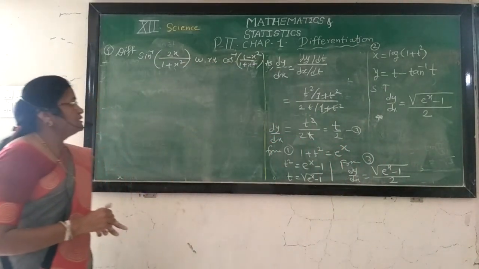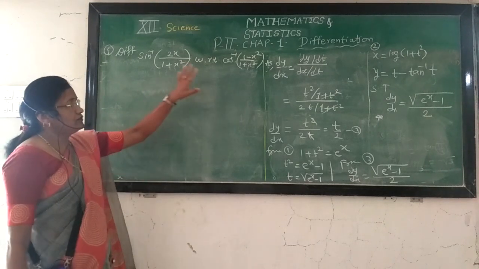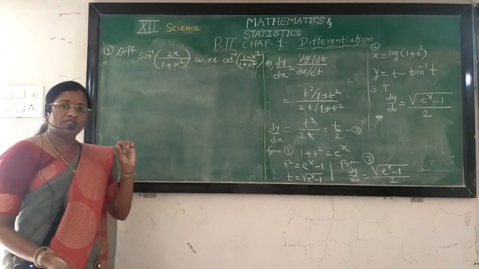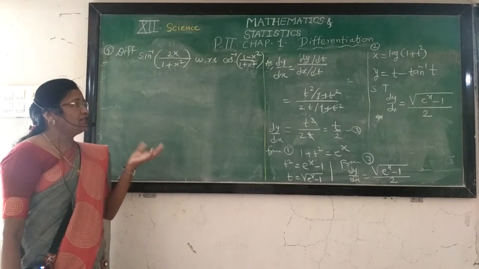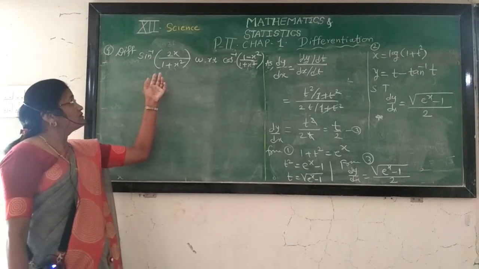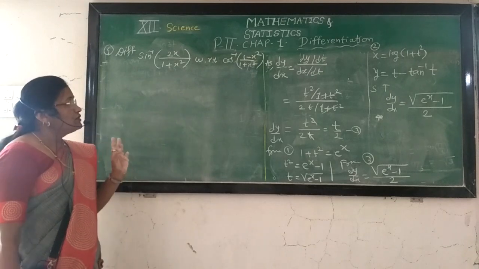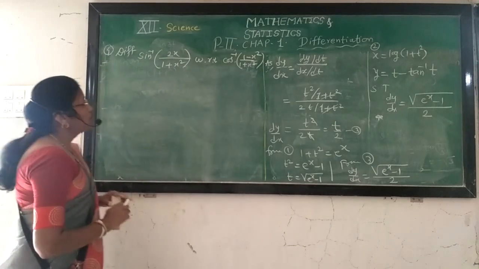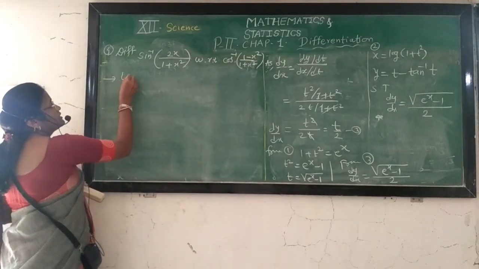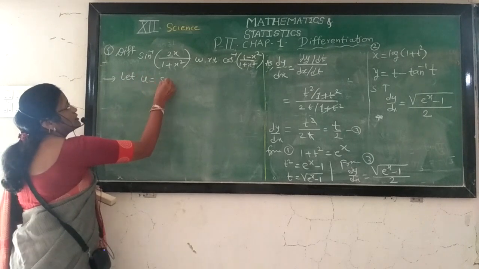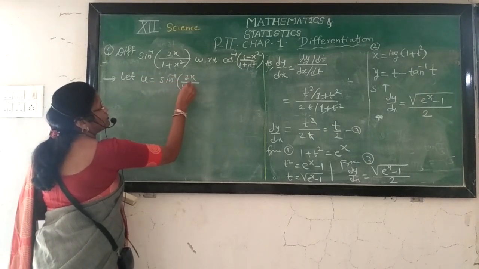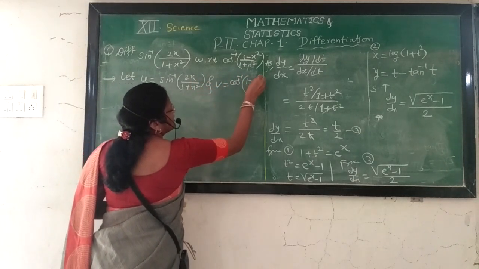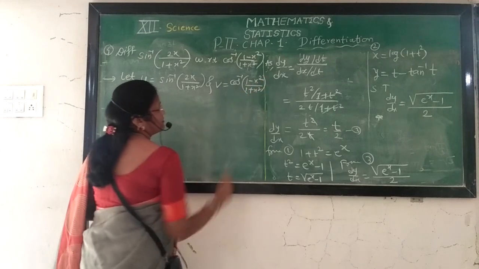So x is nothing but tangent ratio. Sometimes both functions have same substitution, or sometimes the functions have different substitution. When substitution is in same variable, we can take differentiation with the third variable. But if substitution is different, then we cannot use the third variable. We take its proper variable in the given question. So for this case here, we take let u is equal to sine inverse 2x upon 1 plus x square and v is equal to cos inverse 1 minus x square upon 1 plus x square.